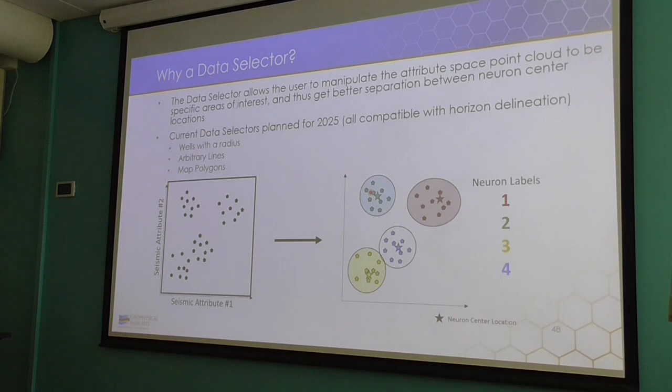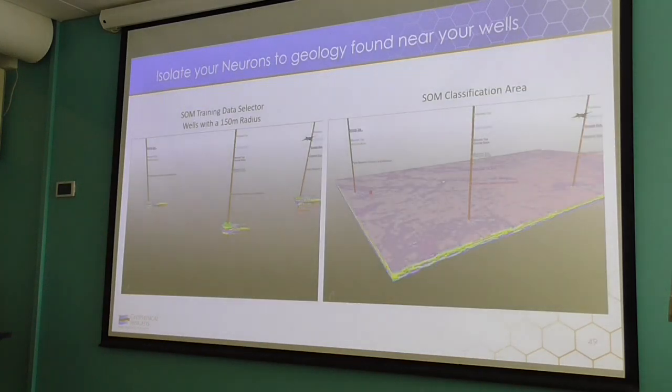So you can train your self-organizing map using very specific and isolated seismic samples, which you can then use to train the rest of your survey. Here's an example of that. Here's my SOM training data selector with wells with a 150 meter radius. I really only want to focus on these as my seismic sample, or you can focus on a specific area that you define with a map polygon. You train on this, and then you classify on the rest.